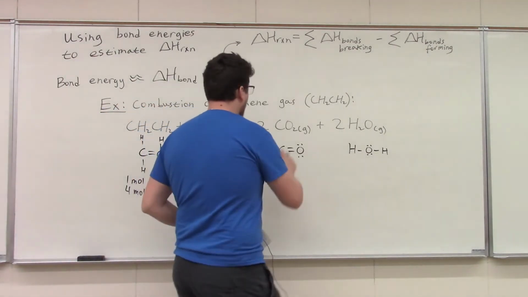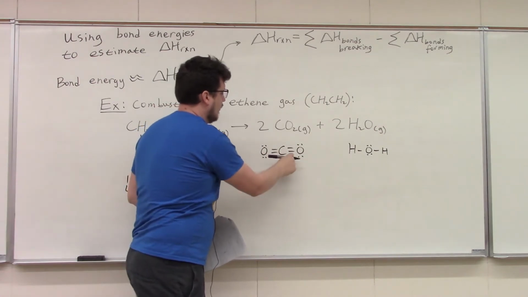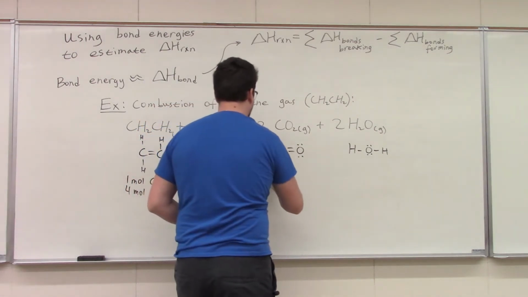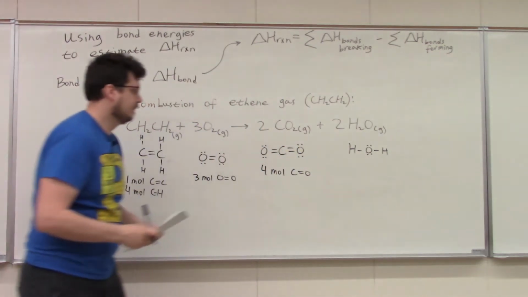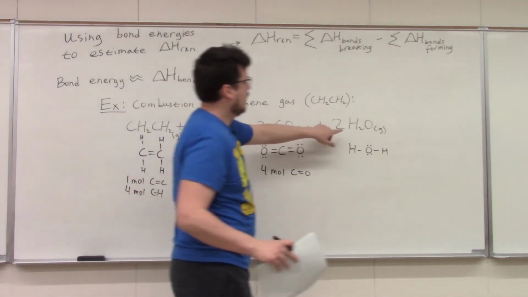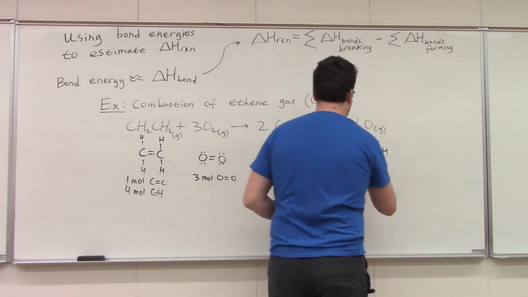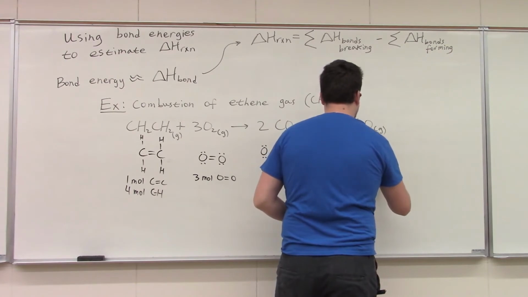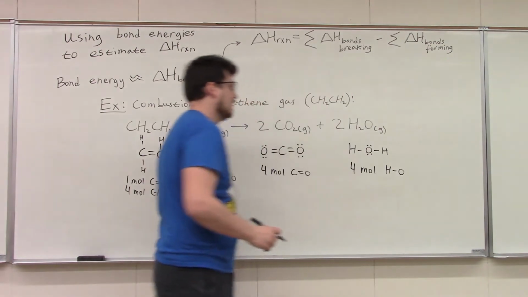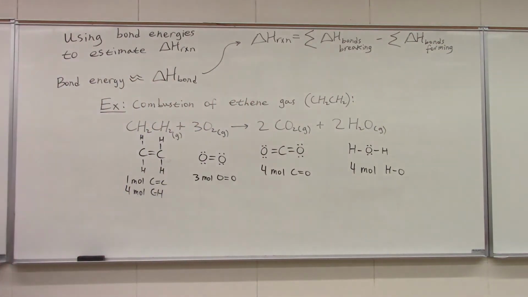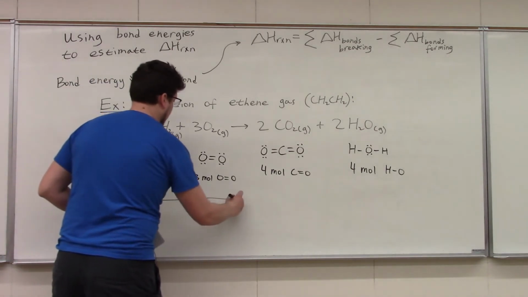We are going to make 2 moles of this compound. So we got 1, 2. So this is going to end up being 4 moles of carbon double bonded to oxygen. And then we're going to have 2 times 1, 2. So we're going to have 4 moles of hydrogen bonded to oxygen. Single bonded, okay? So these are broken.